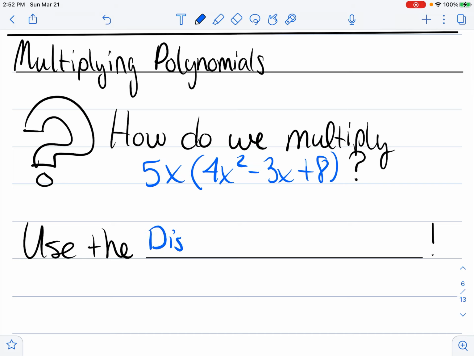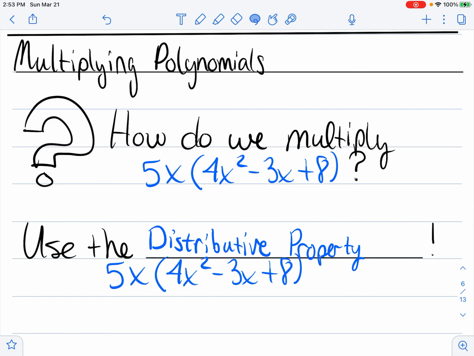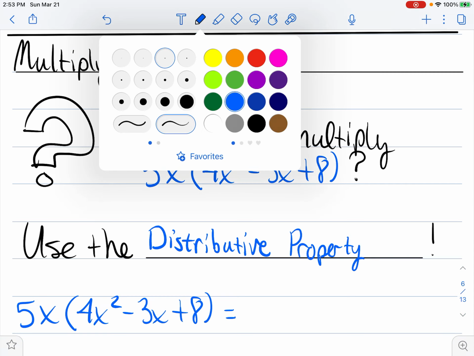In fact, we're going to use variations of the distributive property all throughout our multiplying lesson here, okay? And I say variations because we do have to do some different things regarding how many terms we're multiplying together here. So for a quick review of how we would do this problem, I'll just put it down here. And then I will distribute the 5x to every term inside the grouping.